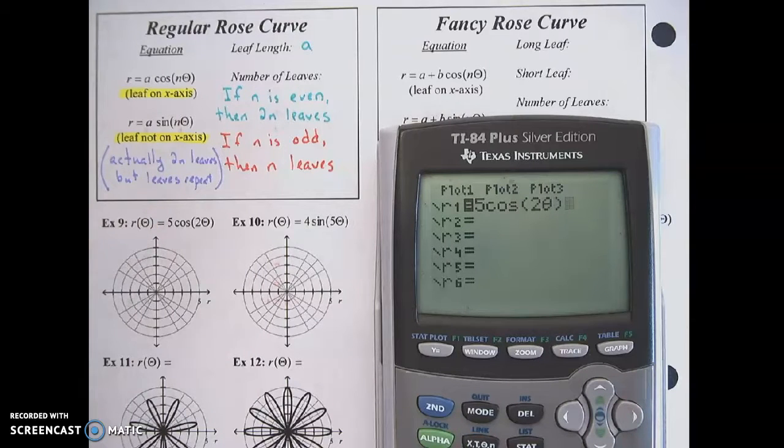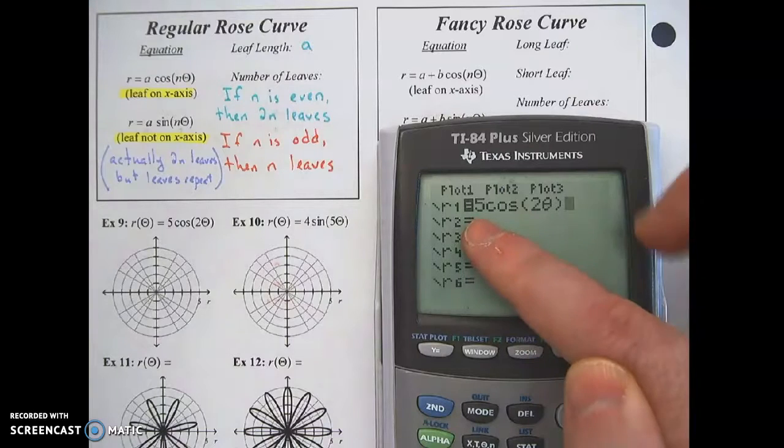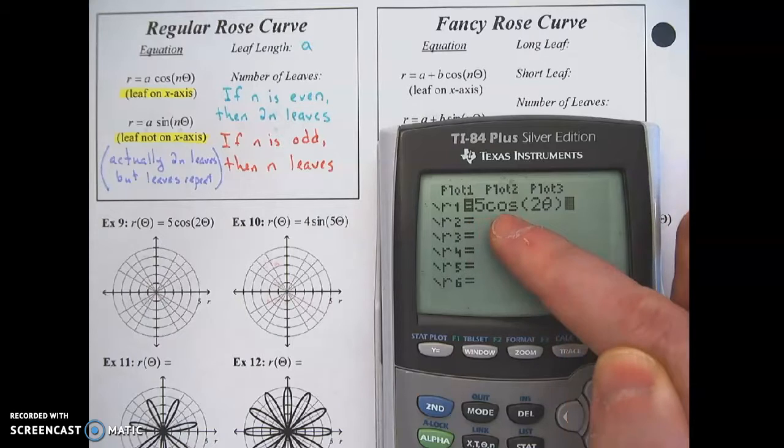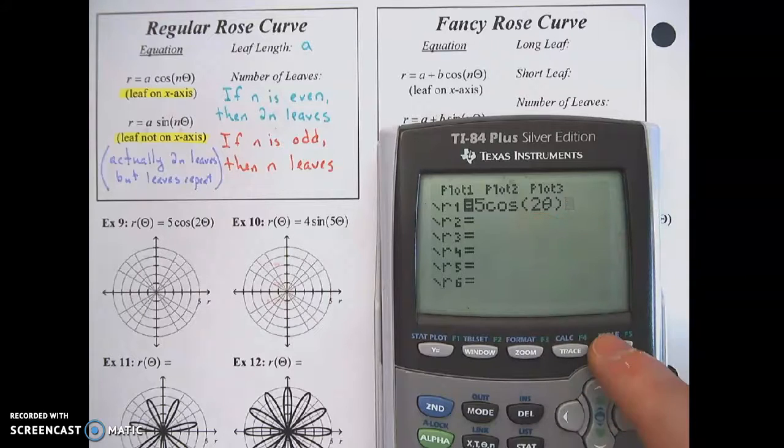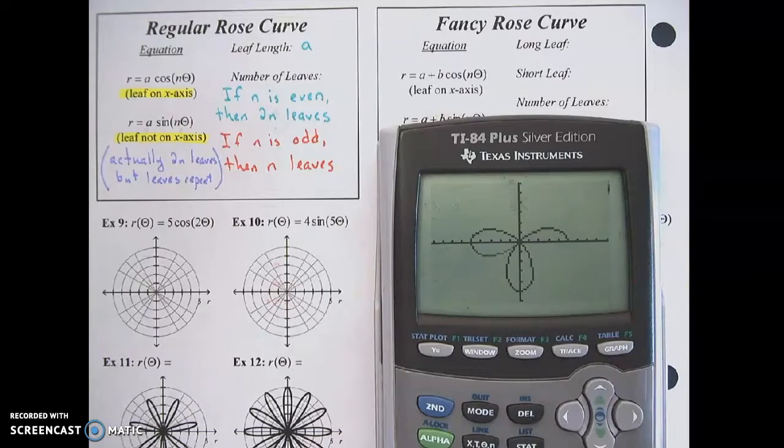So just a quick little inventory. How long should the leaves be? How many leaves are there going to be? And is this going to be on the x-axis, or not on the x-axis? So leaves should be 5 units in length. This should start on the x-axis, and because 2 is even, we should have 4 leaves. And when we graph it, yep, that's what we got.